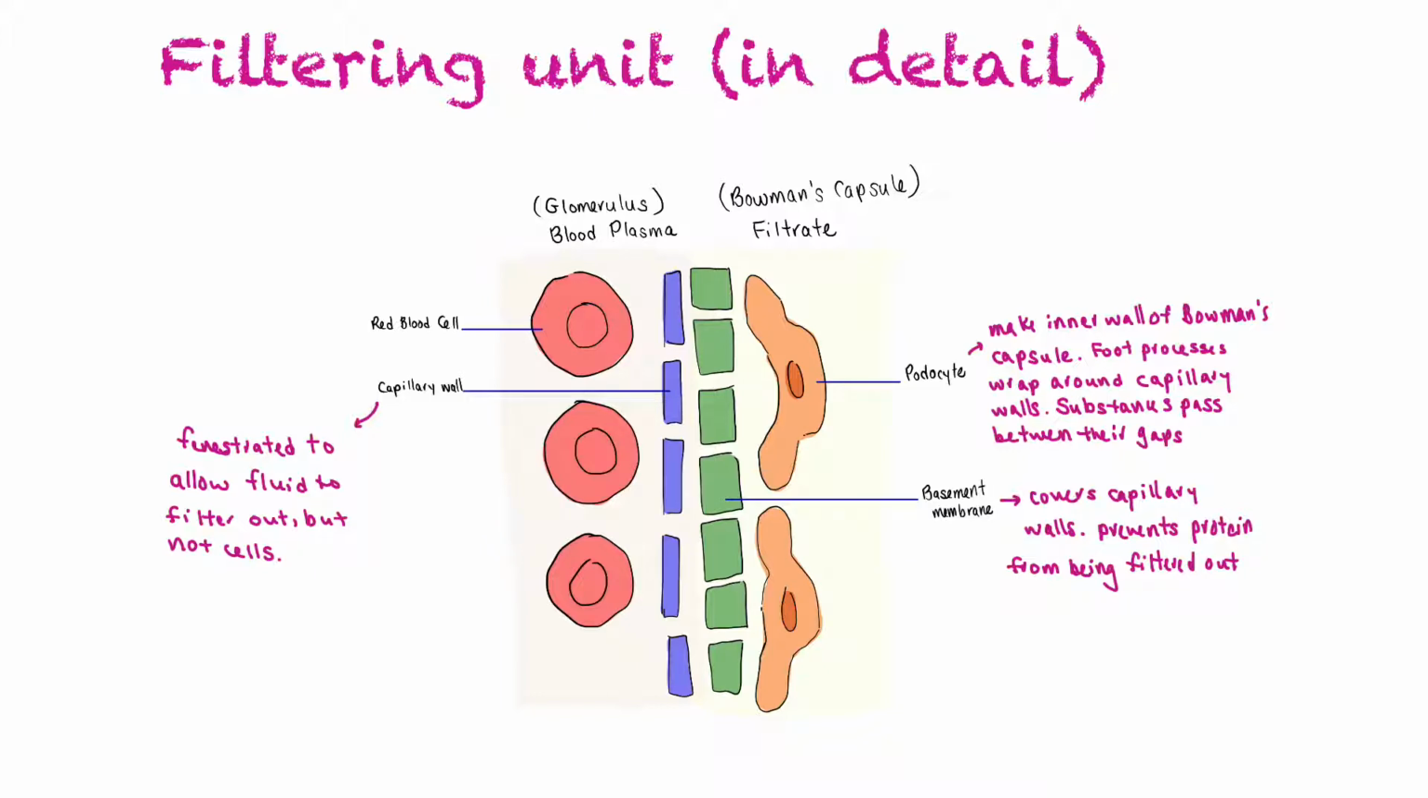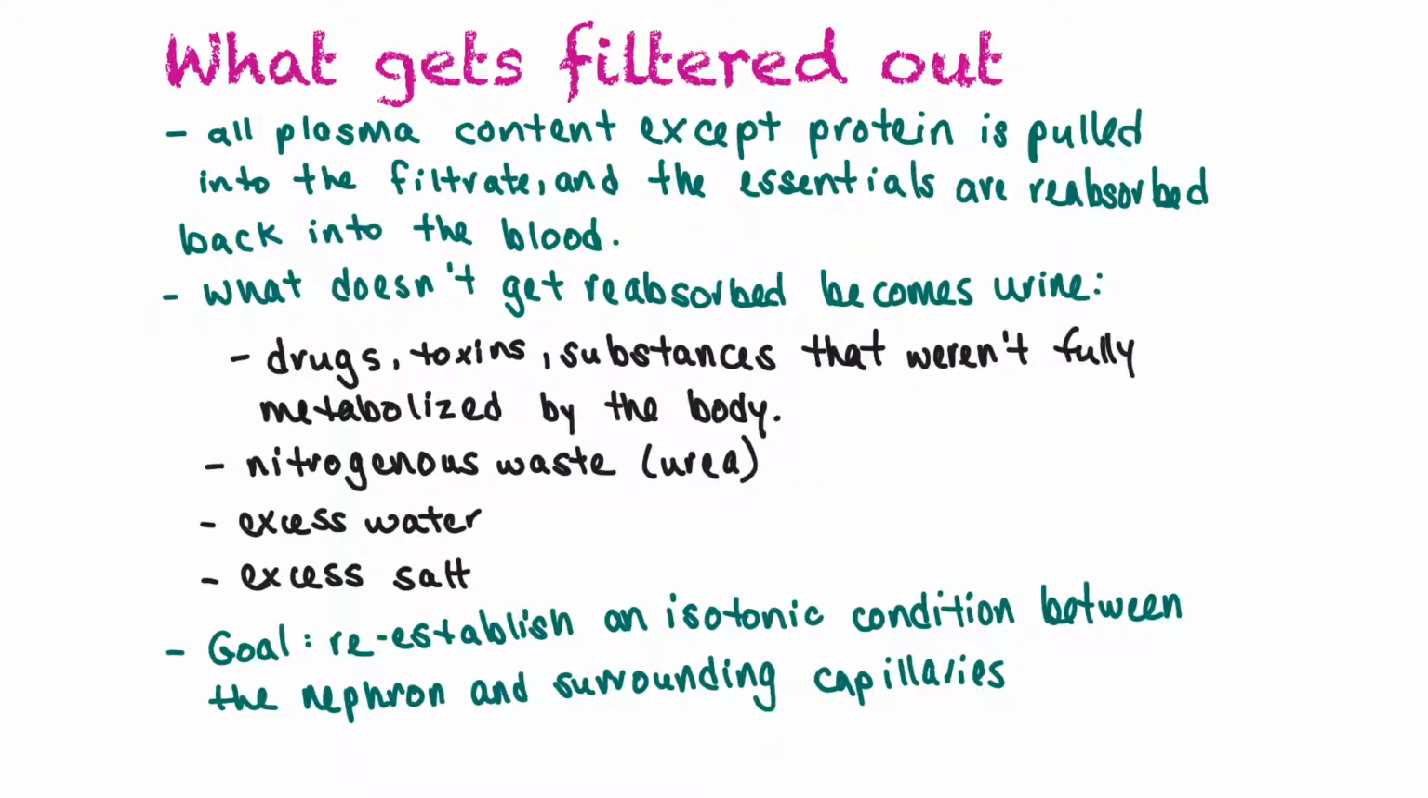And then the Bowman's capsule, the basement membrane, is layered with these specialized cells called podocytes. These podocytes have little foot processes that extend along and wrap around the capillary walls, and there are gaps there too, so it allows substances to pass between their gaps. So the fluid portion of the blood would travel through here and then get into the filtrate. The things that get filtered out of the blood would be all the plasma content except for protein, which will be pulled into the filtrate, and then all the essentials are reabsorbed back into the blood.